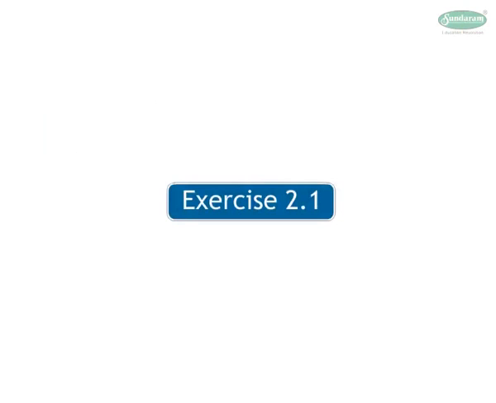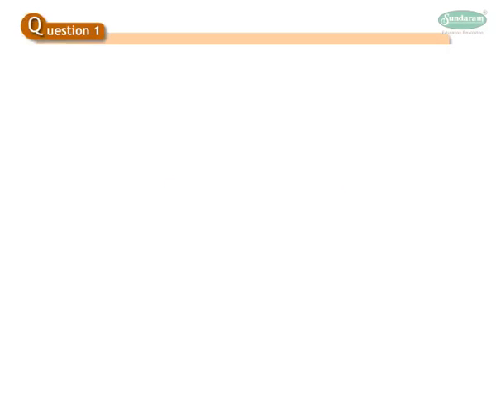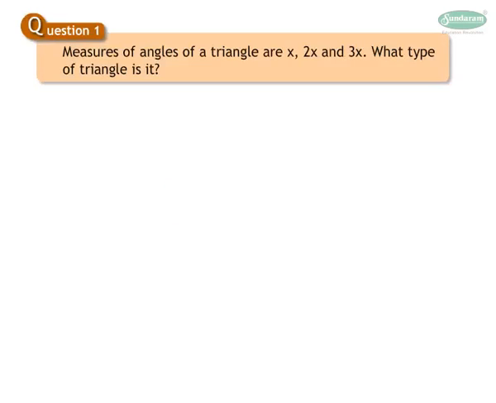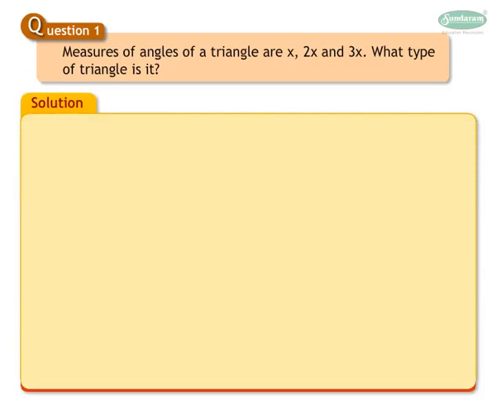Let us solve some questions from exercise 2.1. Question 1. Measures of angles of a triangle are x, 2x and 3x. What type of triangle is it? Solution. Three angles of the triangle are x, 2x and 3x.